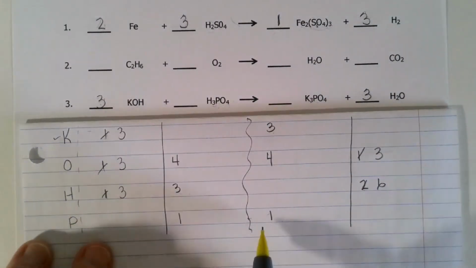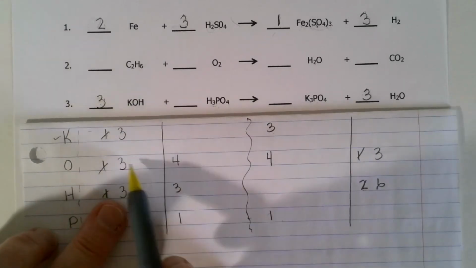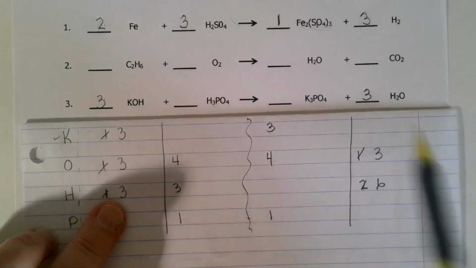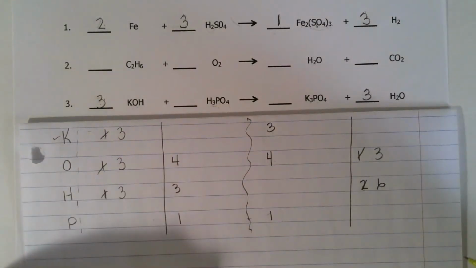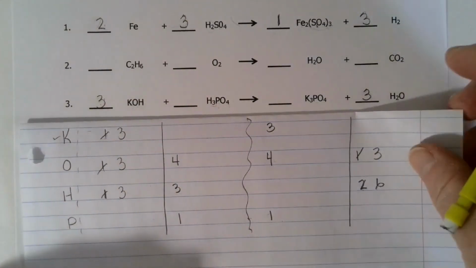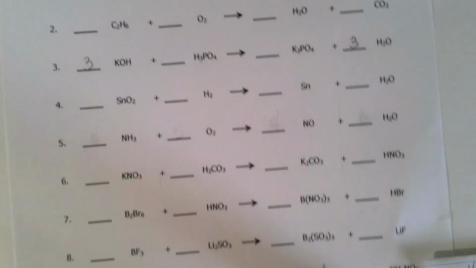Okay, my phosphoruses match, and this is 6 and that's 6, and I made those match. 3 plus 4 is 7, and 4 plus 3 is 7. So therefore I have a balanced equation. I'm going to show you one that's a little bit tricky. So let's look at that one now. It's number 5.